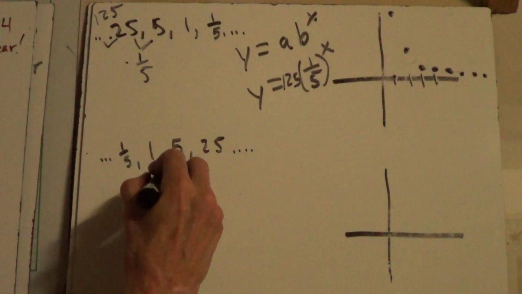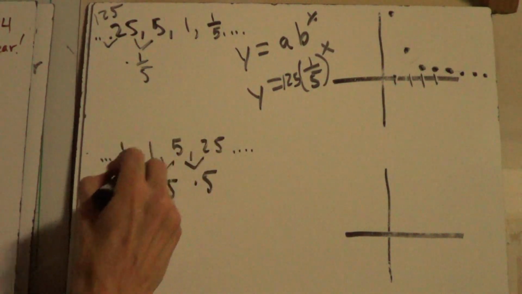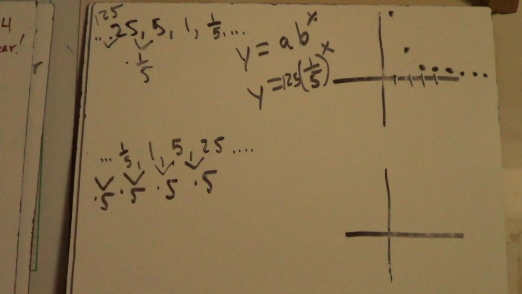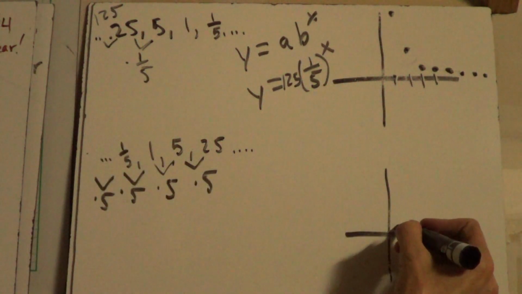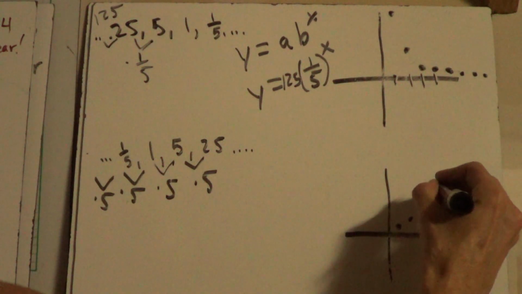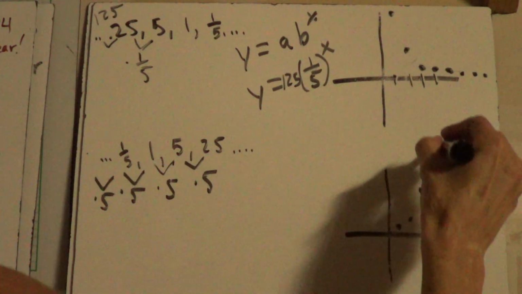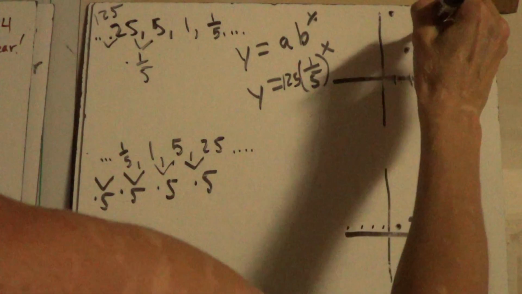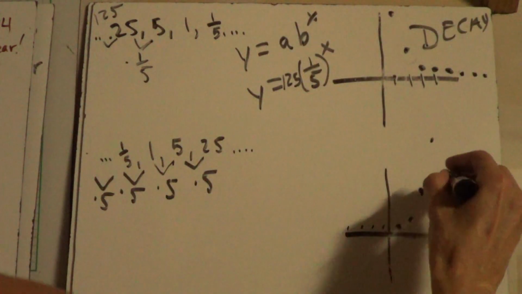Here's the next one. This one you can see clearly right there. It's times 5, times 5, times 5, times 5. So this time, the first one we've got 1/5, then we go up to 1, then we go up to 5, then we go up to 25, so you can see the curves going the other way this time. So this is a decay, and the curve goes down that way, and this is a growth.